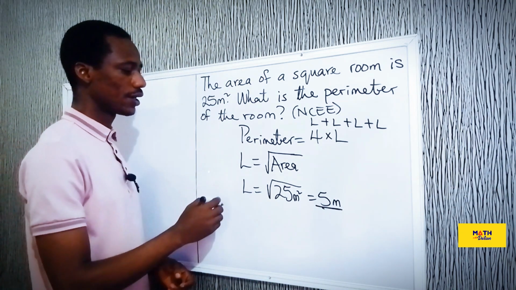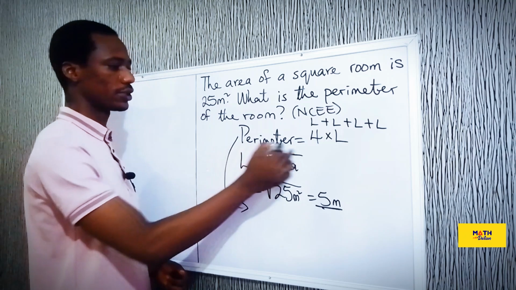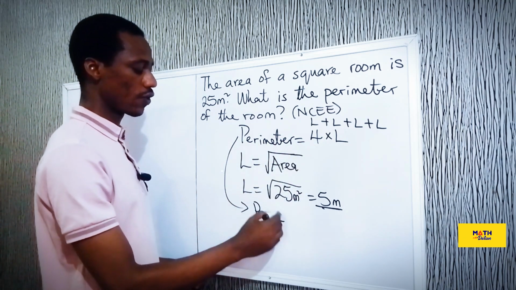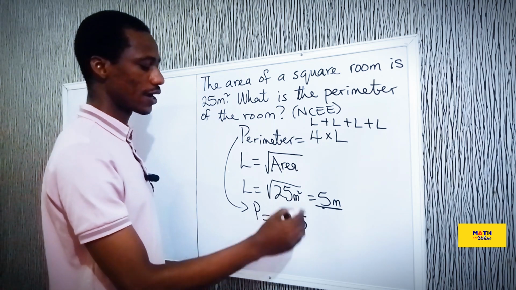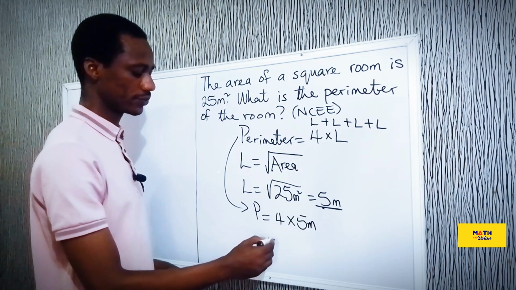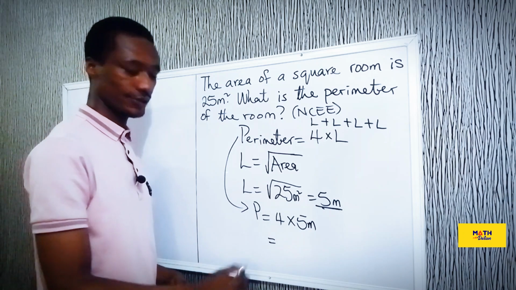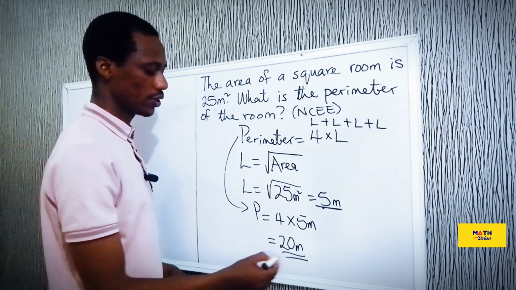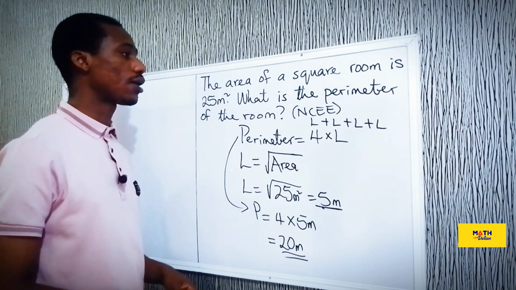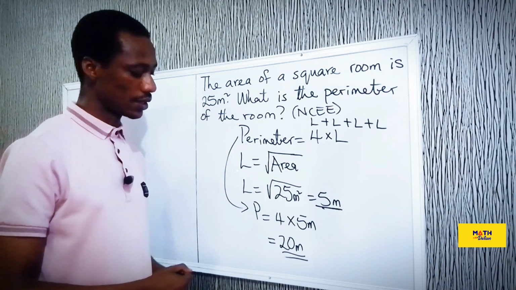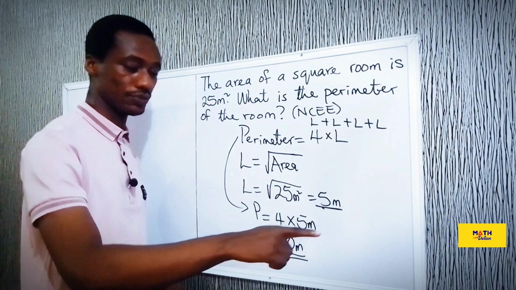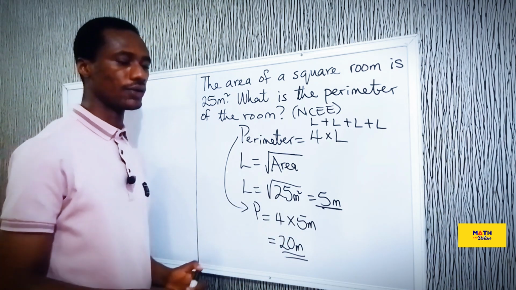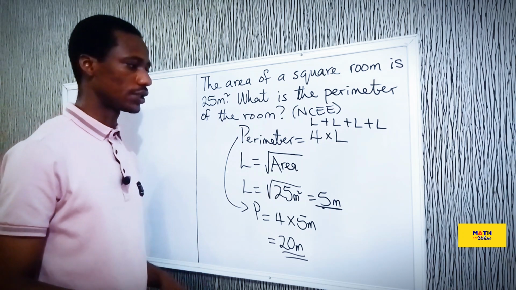Now we can find our perimeter. We know that the perimeter is 4 times length of side. So we are doing 4 times 5 meters. 4 times 5 is 20. That's correct, and that's in meters. So the perimeter of this room is 20 meters. That means if you measure the distance around the room, you have 20 meters.